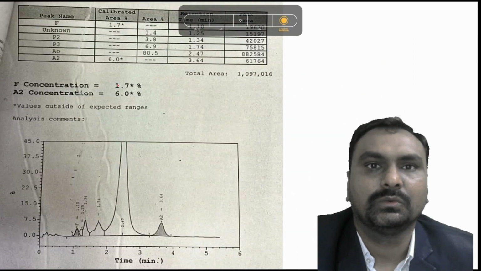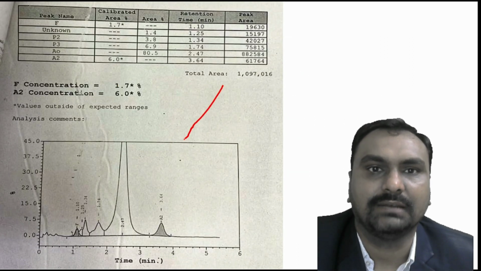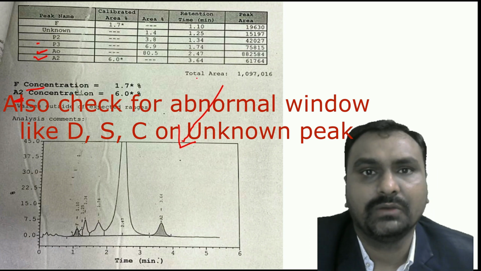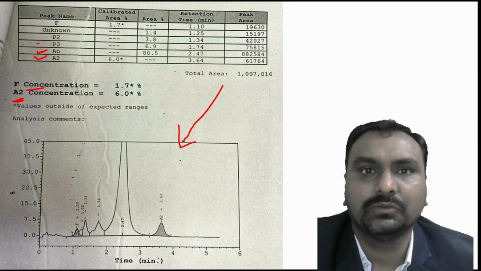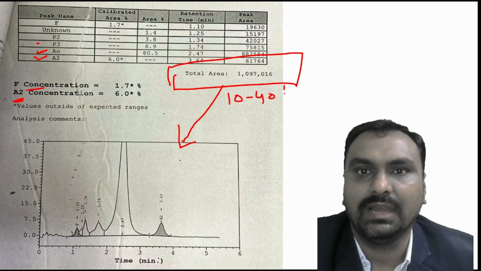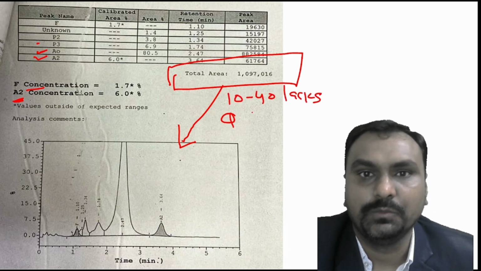Okay, so this is a diagram of the HPLC chromatogram. We have to see the concentration of HbF, HbA2 and adult hemoglobin. We have to check the quality of the chromatogram, so we have to see the total area. This area should be between 10 to 40 lakhs. Okay. Then QC should be passed.